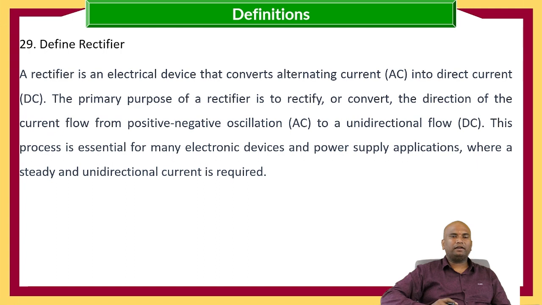Define rectifier. A rectifier is an electrical device that converts alternating current into direct current. The primary purpose of a rectifier is to convert the direction of the current flow from positive-negative oscillation to a unidirectional flow. AC supply is converted into a DC supply, and this process is essential for many electronic devices and power supply applications where a steady and unidirectional current is required.